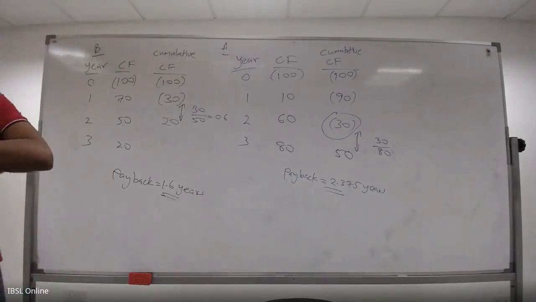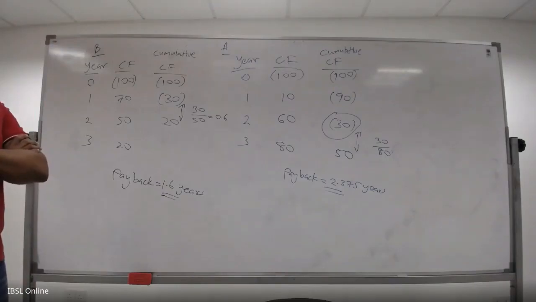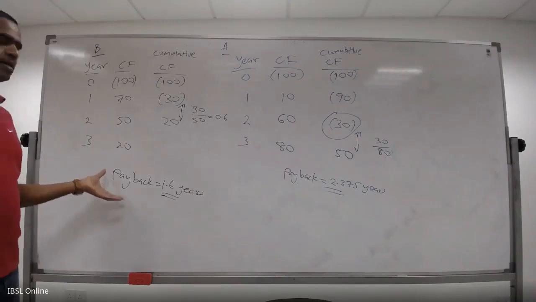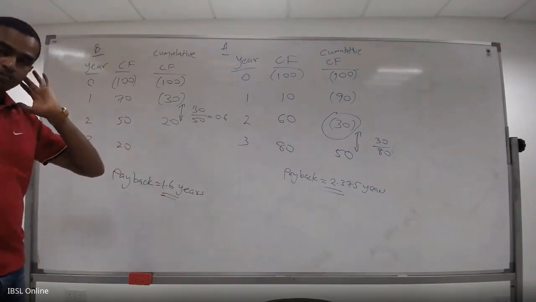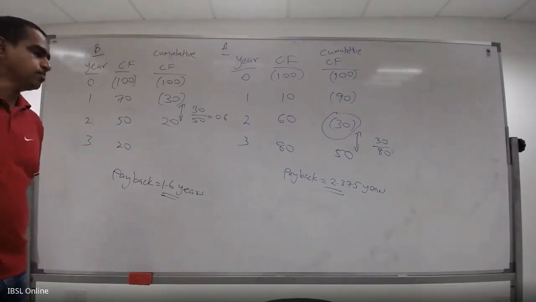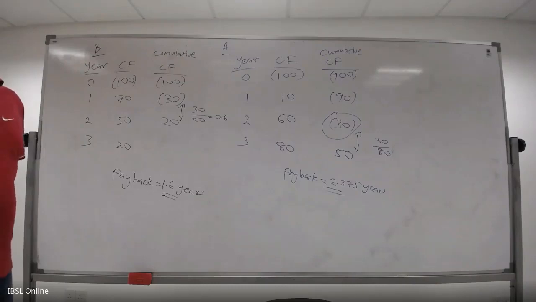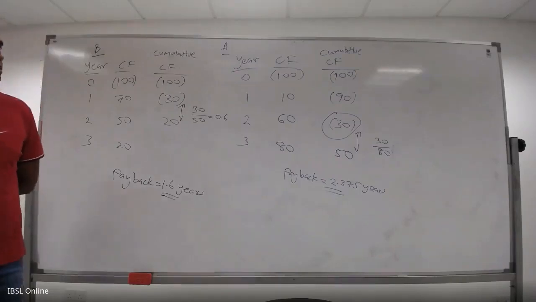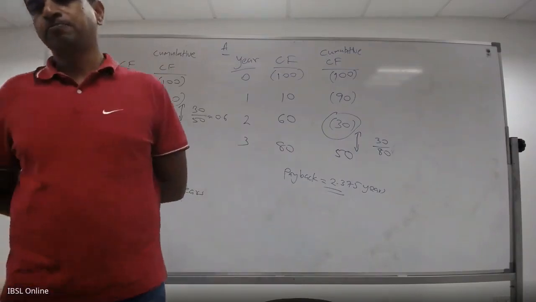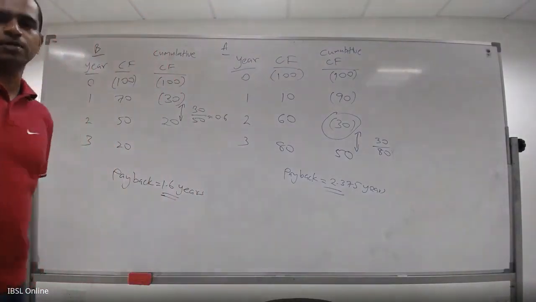Okay, now we have two projects, A and B. Is this clear, by the way? Project B has a payback period of 1.6 years. What does it mean? It means if you undertake B, it takes you 1.6 years to recover your investment. Whereas if you had undertaken A, it would have taken you 2.375 years to recover the investment. Okay, so that's the meaning of payback. That is how you interpret payback.